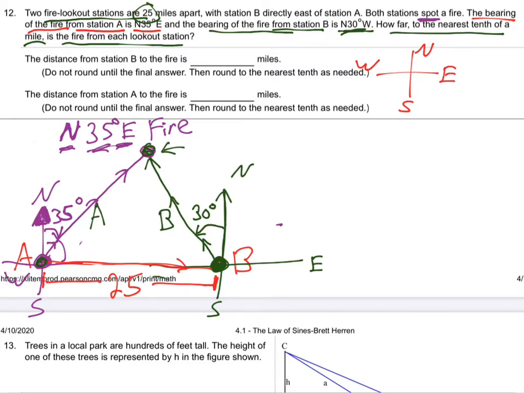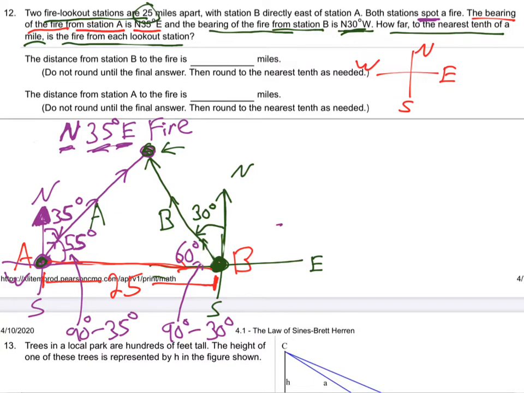This angle here, let me write it somewhere where we can see it. That's got to be 90 degrees minus 35 degrees, which would be 55 degrees, because together they make 90. Same thing here. We've got to find this angle, and that's going to be 90 minus 30, right? Because together these make a right angle. They make 90, so 90 take away 30 leaves 60. So that angle must be 60.